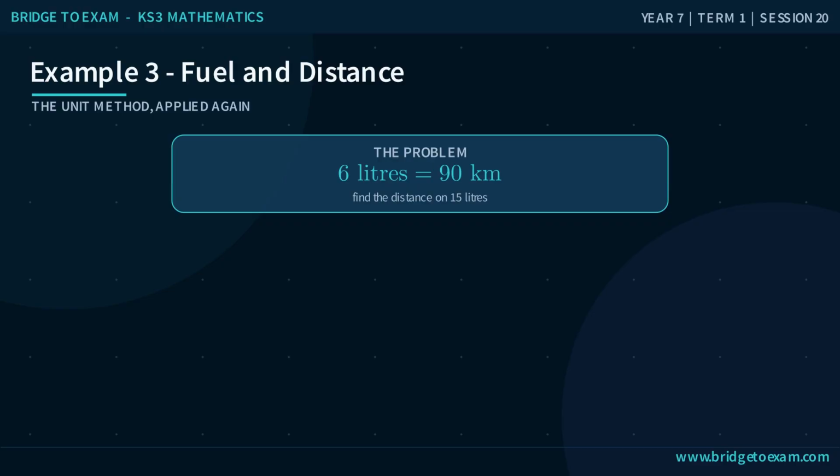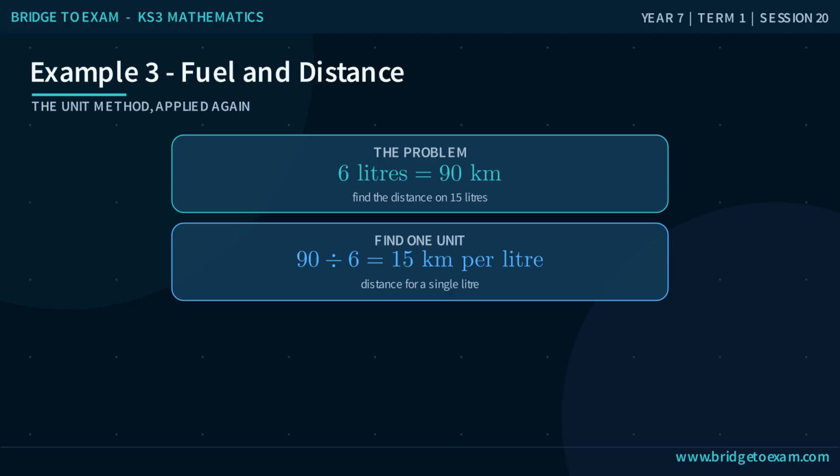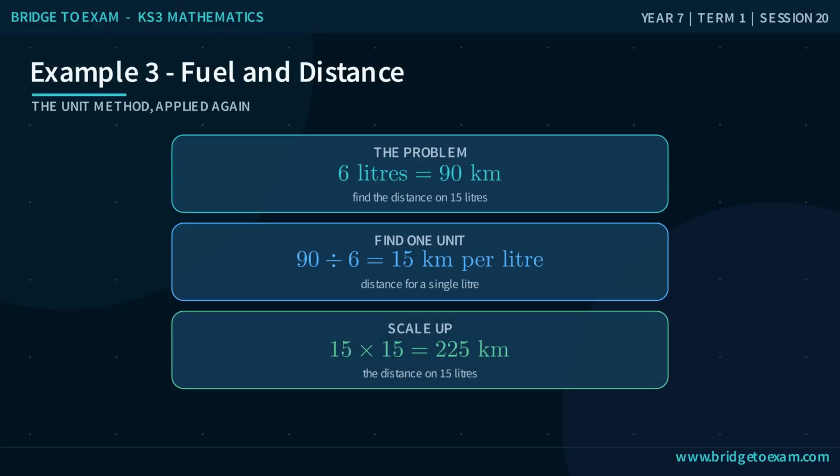A car uses 6 liters of fuel to travel 90 kilometers. Using the unit method, how far can it travel on 15 liters? First, find the distance per liter. 90 divided by 6 is 15 kilometers per liter. Multiply by 15 liters. 15 times 15 is 225 kilometers.